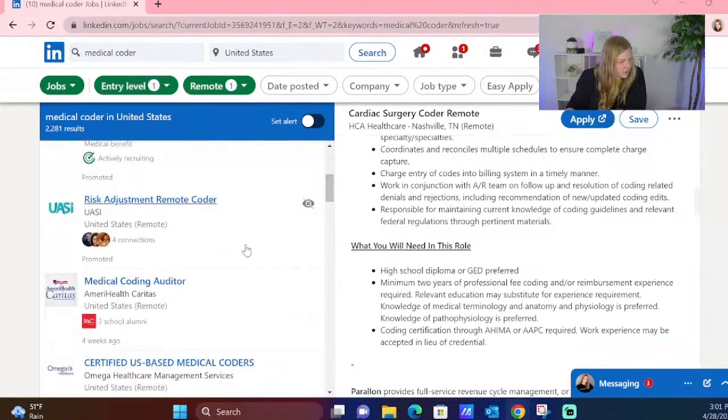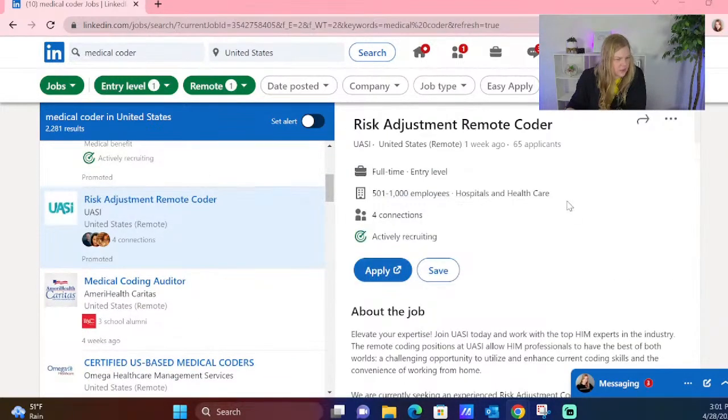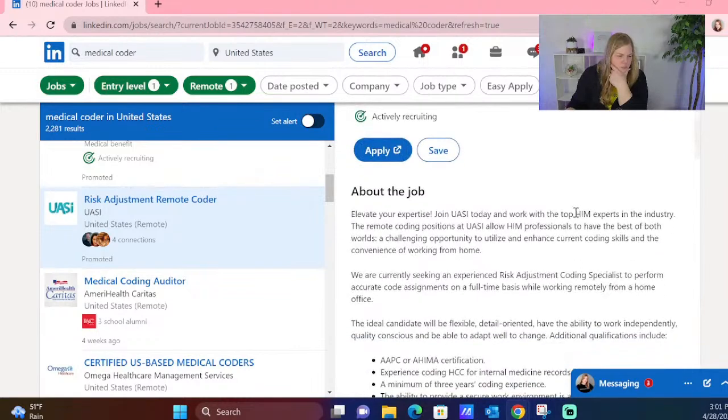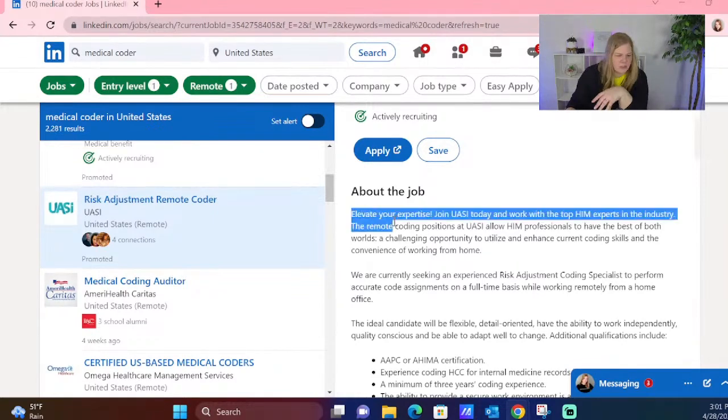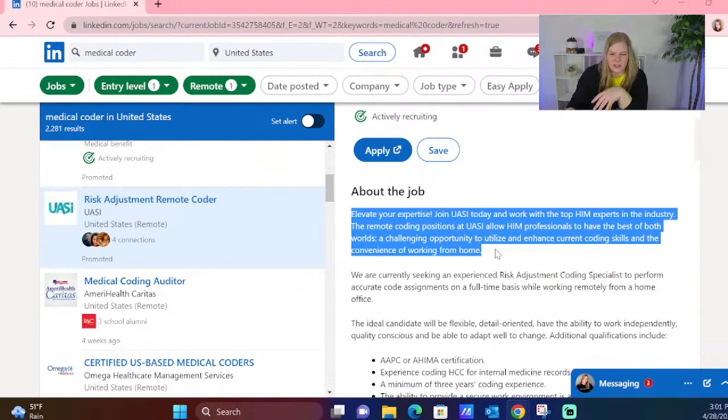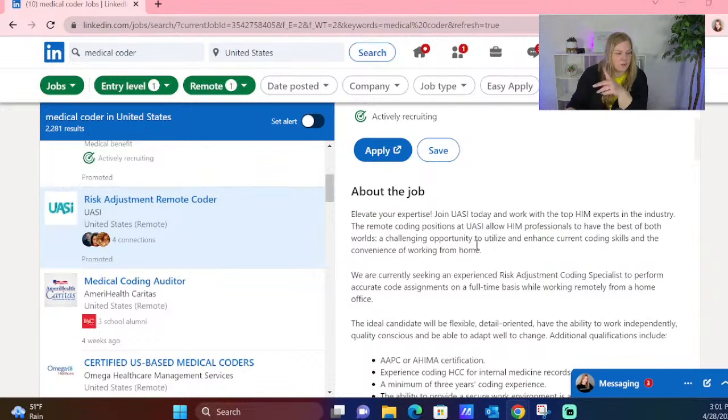Let's see if we can find, oh, here's a risk adjustment coder position. Let's see what this one says. Okay. If we're looking at this, this is fairly consistent with what we've been seeing. Like that first paragraph or two is literally about the company, but this is important to read if you're about to get an interview for them.